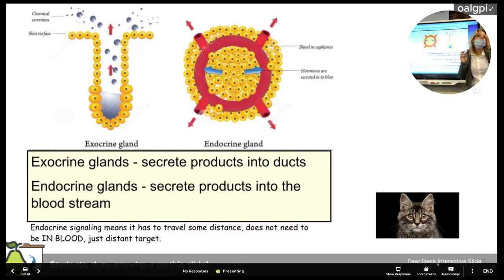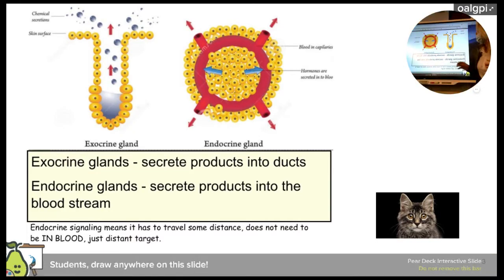Okay, so one of the first things we talked about was exocrine versus endocrine glands. And to differentiate those, remember that endocrine glands will secrete into your what? Bloodstream. An exocrine gland will secrete into a what? Perfect. Okay, that's good.